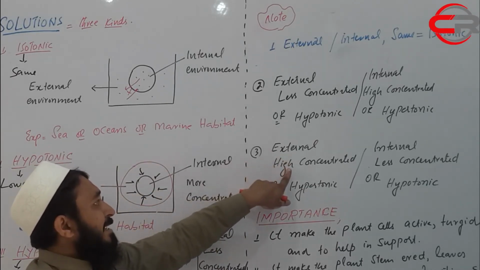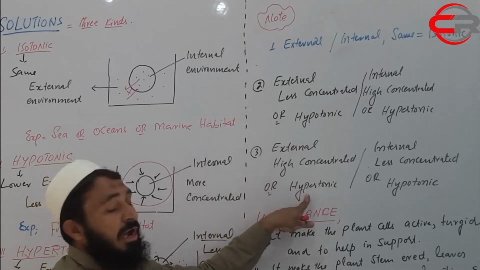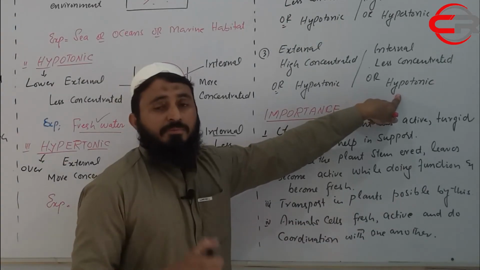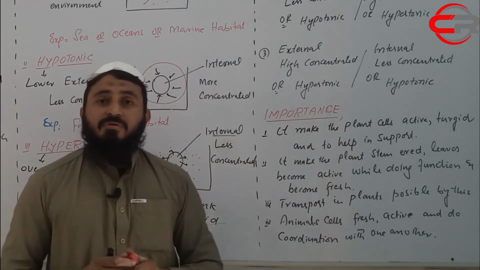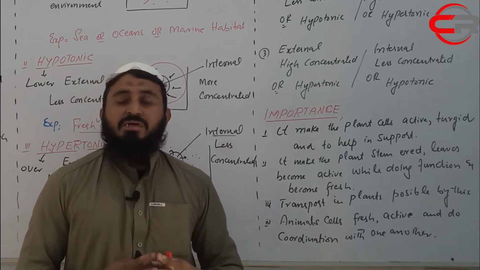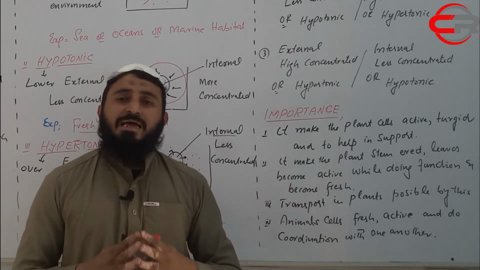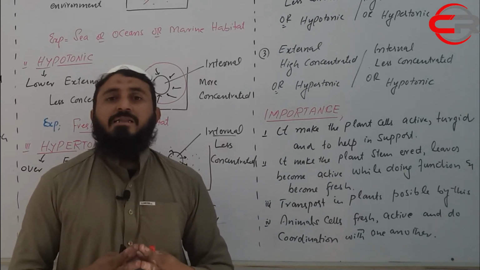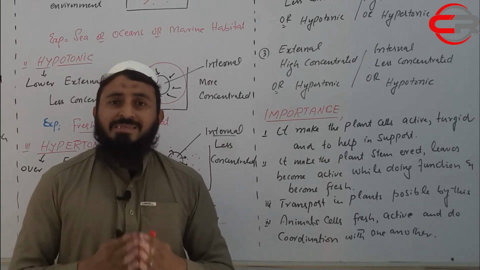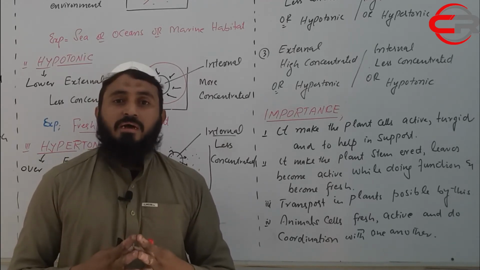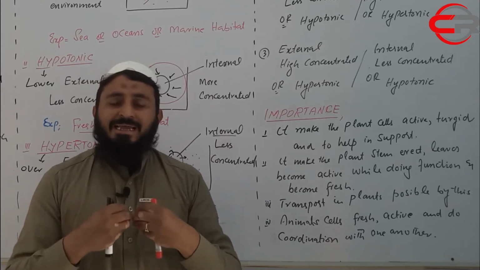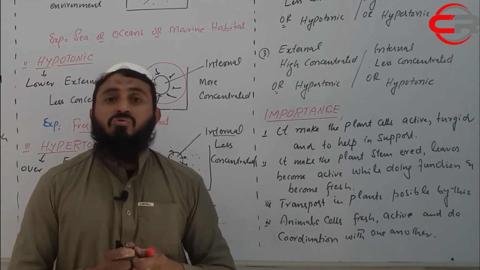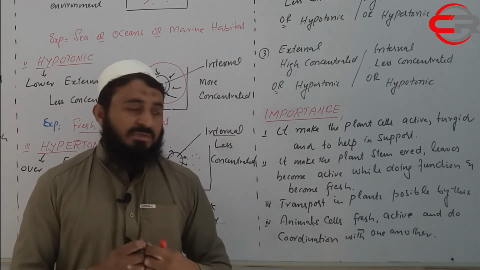Number 3, the external is highly concentrated or hypertonic solution, while the internal will be less concentrated or hypotonic solution. If in the sea, in the oceans, in the marine habitat, the external environment, like the water, contains a lot of salts, it is much more concentrated, therefore it is a highly hypertonic environment. So the organisms that live here are hypotonic organisms because they contain a lot of water inside their body, about 70 to 90% water that they conserve in their cells and in their different parts.